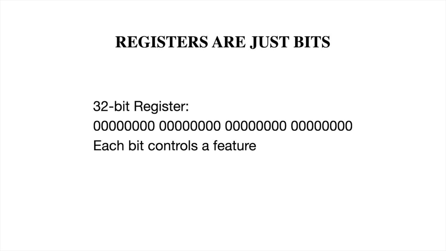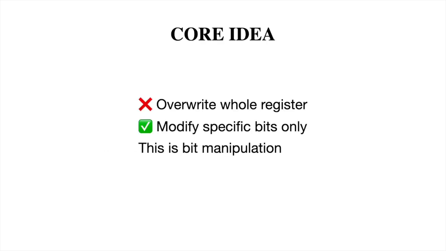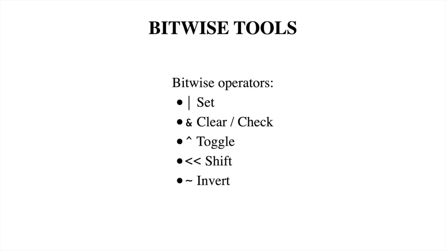A register might be 8, 16, or 32 bits. Each bit has a meaning: LED enable, timer enable, error flag, and so on. Bits are not data here, bits are features. We almost never want to overwrite an entire register. We only want to change specific bits without disturbing the rest. That's exactly why bit manipulation exists. C gives us bitwise operators specifically to work at the hardware level. These are not optional tools. They are how embedded software survives.